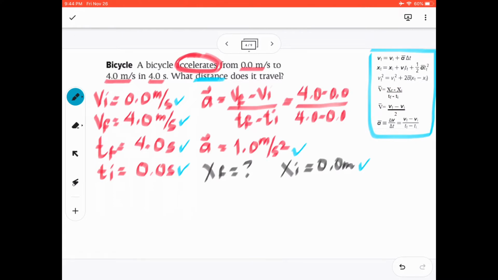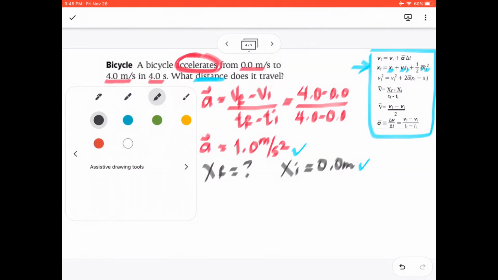The second formula over here: XF is equal to XI plus VI multiplied by TF plus 1/2 A TF squared. Do we have XI? Yes, we do. Do we have VI? Yes, we do. TF, of course. A is now solved, and TF is given. So we can safely use this formula. Let's list it down.